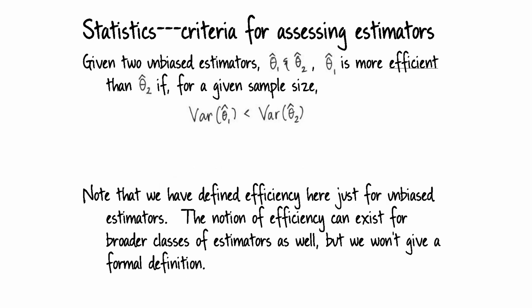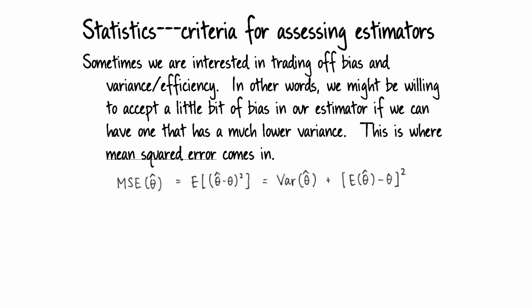Okay, so note that this definition has defined efficiency here just for unbiased estimators. The notion of efficiency is broader than that, so it can exist for broader classes of estimators as well. I'm not going to give you a formal definition, but just think that if an estimator has a larger variance, it's less efficient than an estimator with a smaller variance. And we typically define that in different classes of estimators.